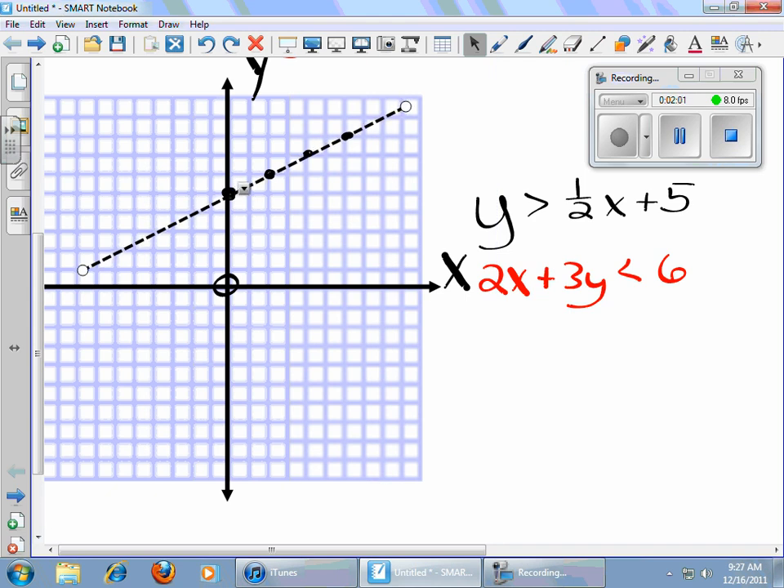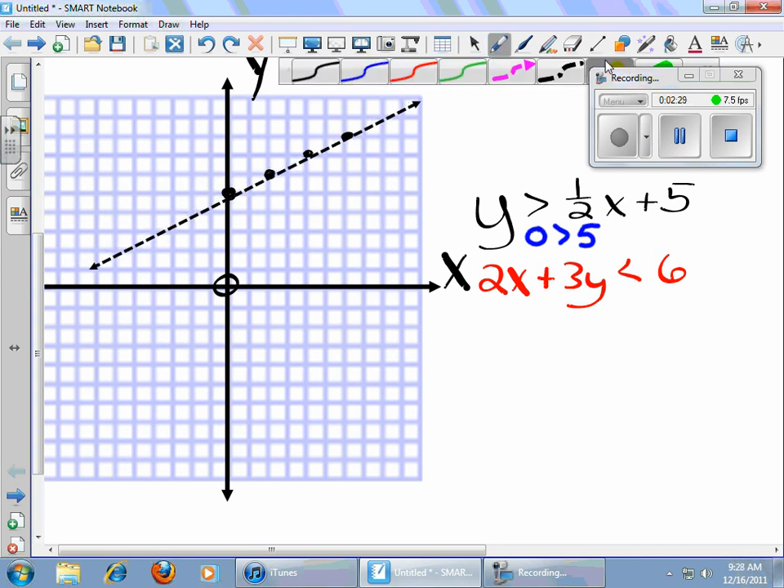All right, now, because it's an inequality, I have to decide where to shade. Let me get my shading tools out. There we go. All right, mentally, I'm going to plug 0 in for y and 0 in for x. When I do that, I get the statement 0 is greater than 5. I know that is a false statement. Therefore, I will not shade where the origin is. Oh, I moved out of shading mode. Silly Mr. Lawrence. So I will shade up here.